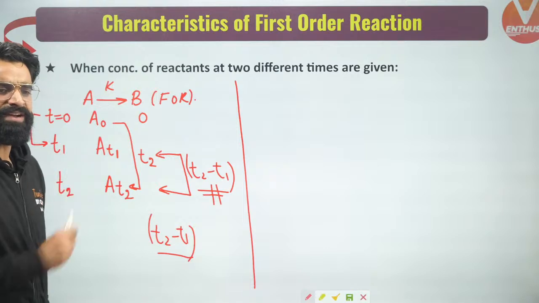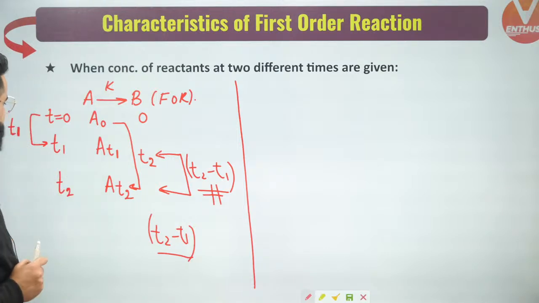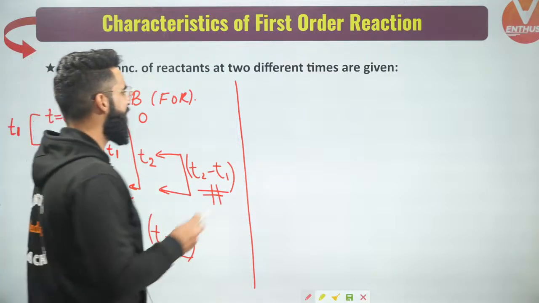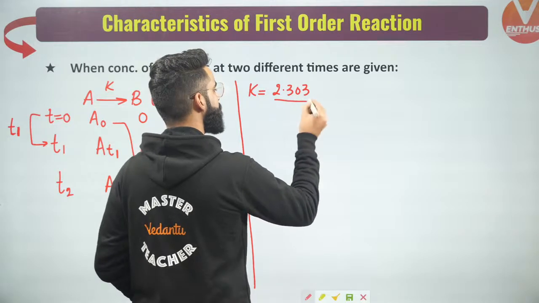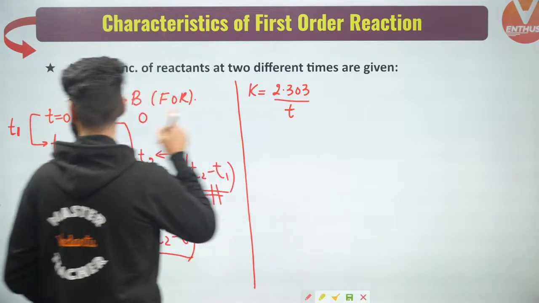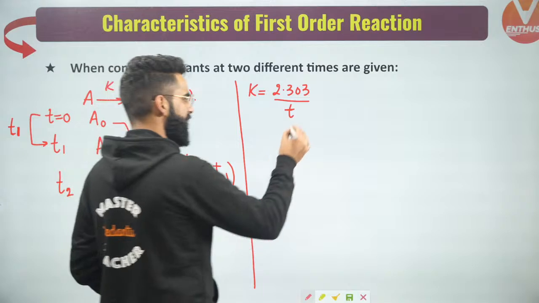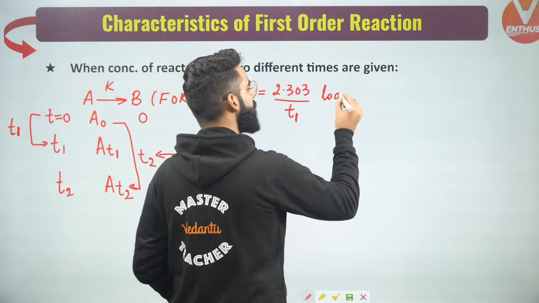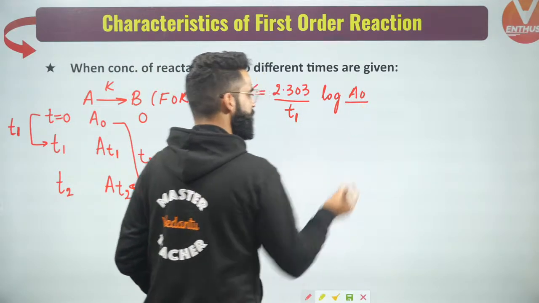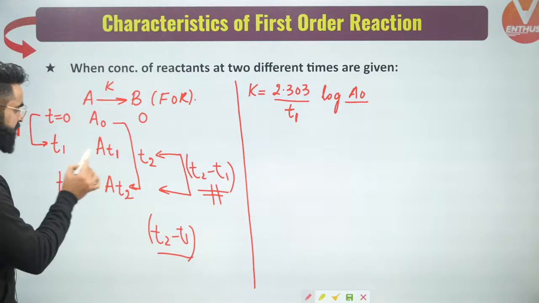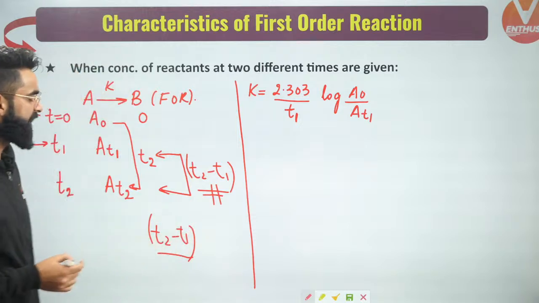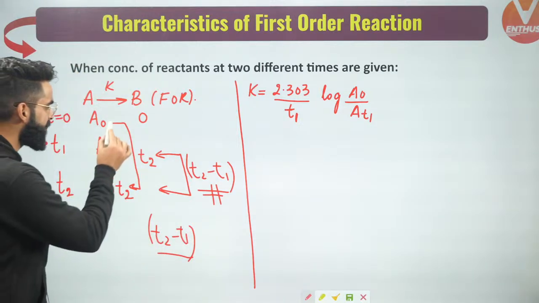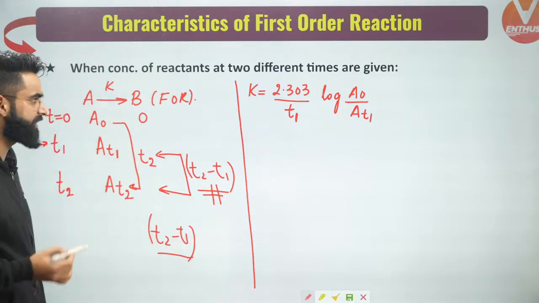Let me write the integrated rate equation for this time interval t1. I can write K is equal to 2.303 divided by t1, the time interval t1, into log of A naught divided by A_t. What is the concentration of reactant left at time t1? It's going to be A_t1. If I write the integrated rate equation in the time interval t2, from A naught to A_t2, yes, I can do that.